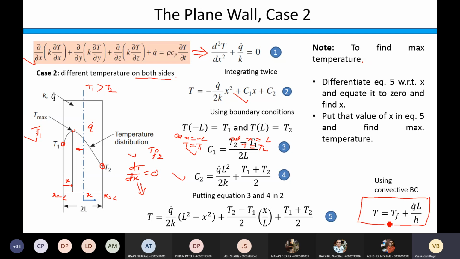Are you getting my point or not? So we know how to use this. We had derived this in the previous slide. So simply T1 will be replaced by Tf1 plus Q dot L by H1, and T2 will be replaced by Tf2 plus Q dot L, it is same, L divided by H2 on this side. So this is how you can invoke the convection boundary condition in this case also.